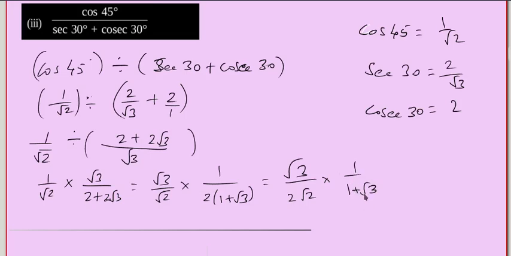We have to rationalize the denominator. So this is the conjugate, the opposite sign number, we have to multiply on both the sides. So what we have to do? 1 minus root 3. Here also we should multiply 1 minus root 3. So what will happen?